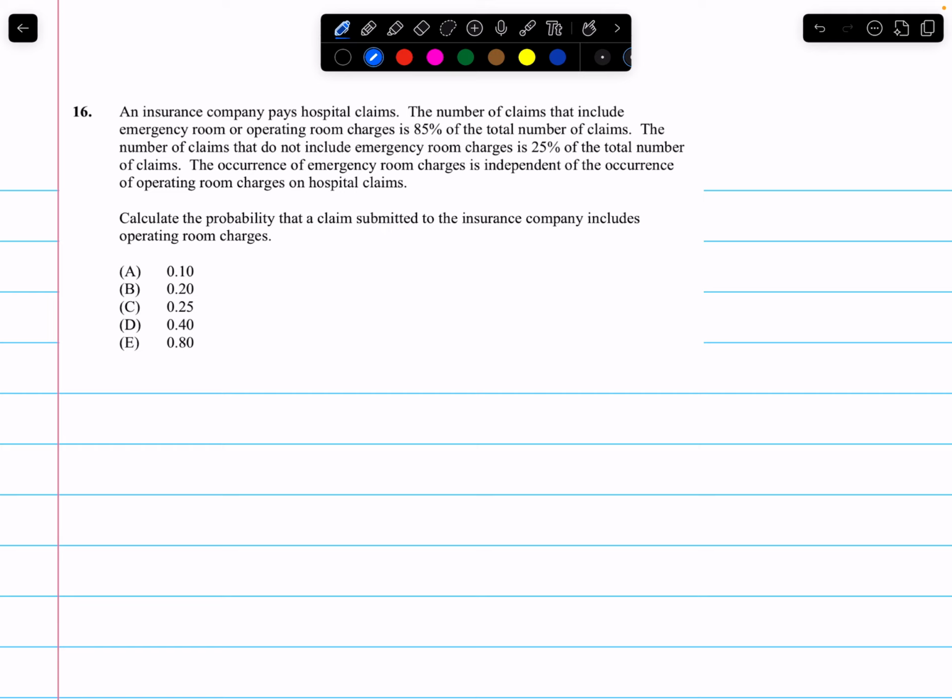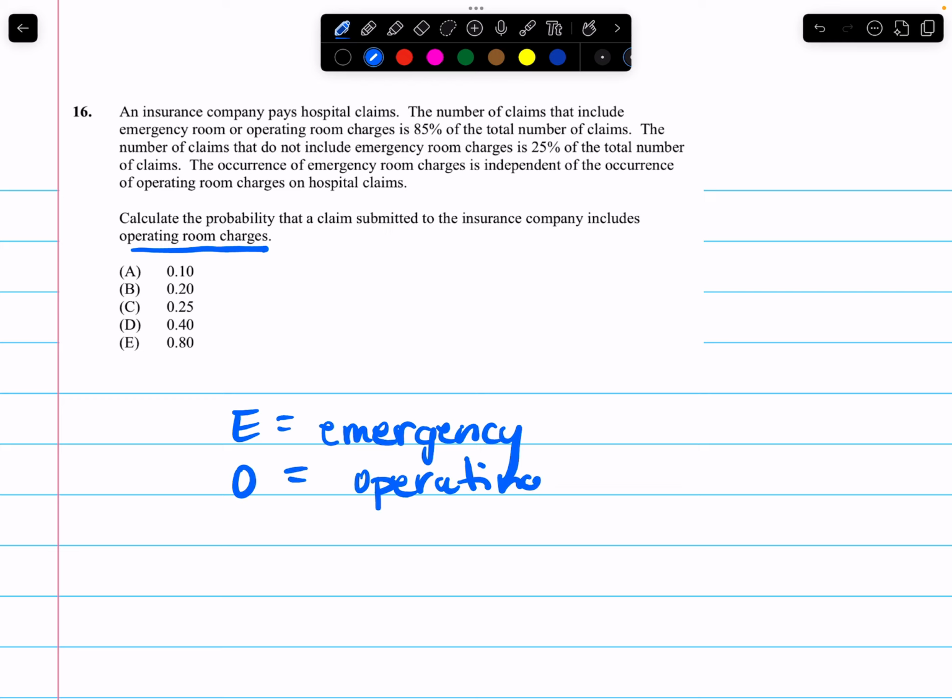What are we looking for? We're calculating the probability that a claim submitted to the insurance company includes operating charges. So we have two events here. So E will be the event emergency charges, and O will be the event for the operating charges.